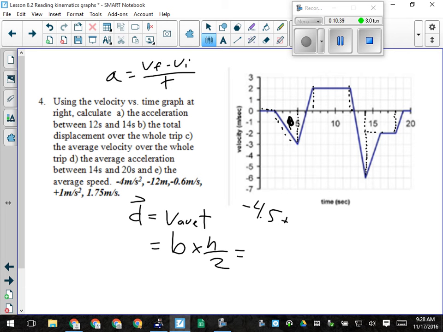Follow me there? For this triangle, the height of the triangle is 3 over 2 times 1. This is the base of the triangle, and this is the height of the triangle over 2. So 3 over 2 is 1.5 times 1 is 1.5, -1.5. Why is it negative? Because the height of the triangle is -3.